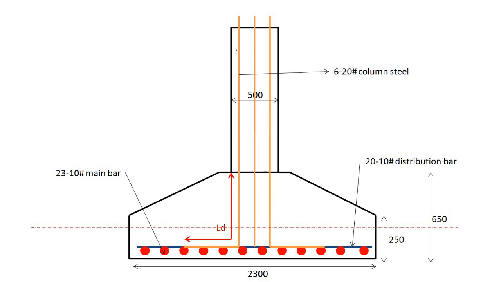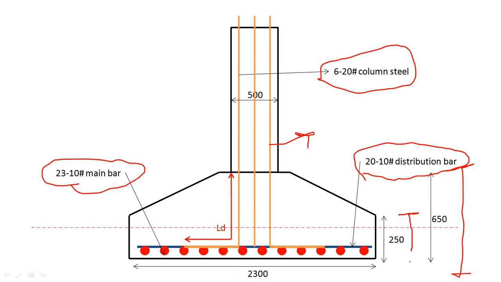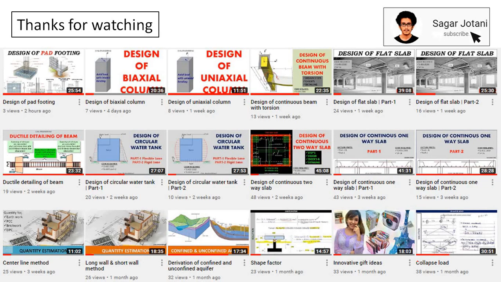So here you can see the column reinforcement in orange, which is the column steel, coming from the top. It's having 6 numbers of 20 diameter, and here you can see the red color bar, which is the main steel, 23 numbers, 10 diameter, and here blue color is the distribution bar of 20 numbers, 10 diameter, and this is the LD which will be added for the column steel. Here you can see the overall depth, which is 650, which we have calculated as D1, and this is the 250, which we have calculated as the D2. So here we complete the design of isolated sloped footing.